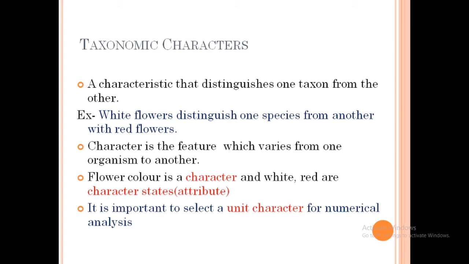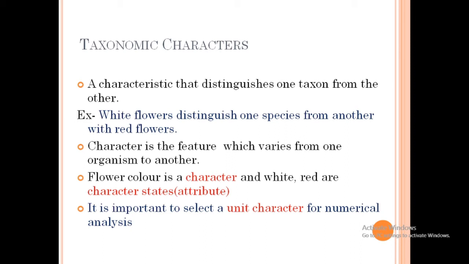Now, the second step is what? Character study. Maximum number of characters that distinguish one taxon from another. For example, white flowers distinguish one species from another with red flowers. Likewise, that is a character that varies from one species or organism to another. So here flower color is a character, white and red are its two states. So a character and its states you can consider. Okay.